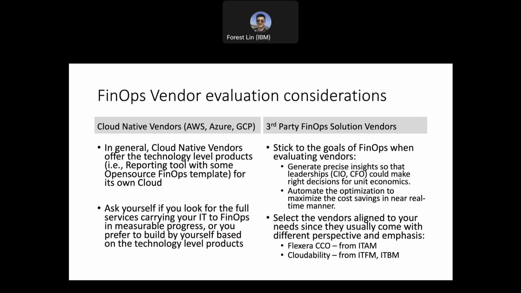First, let me go through the cloud native vendors. Cloud native vendors typically handle their own cloud. And in general, they offer technology level products. For example, Microsoft Power BI is a top product for enterprise reporting. And they also offer open source FinOps templates in the GitHub library, available for its own cloud, Azure. So is this an ideal solution?